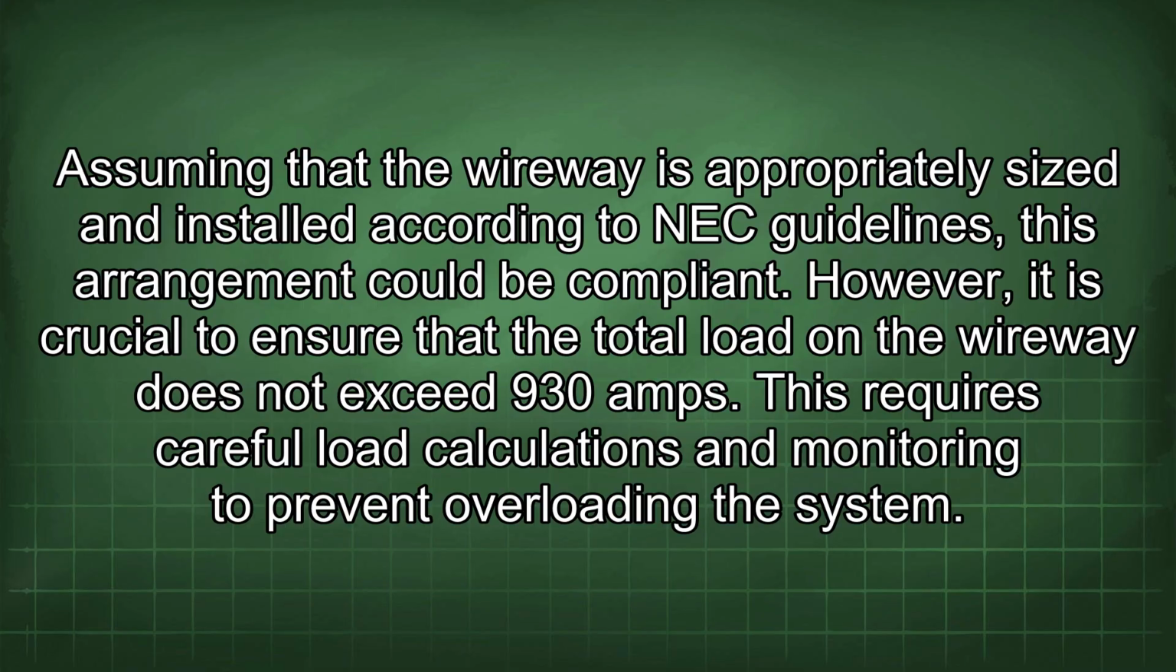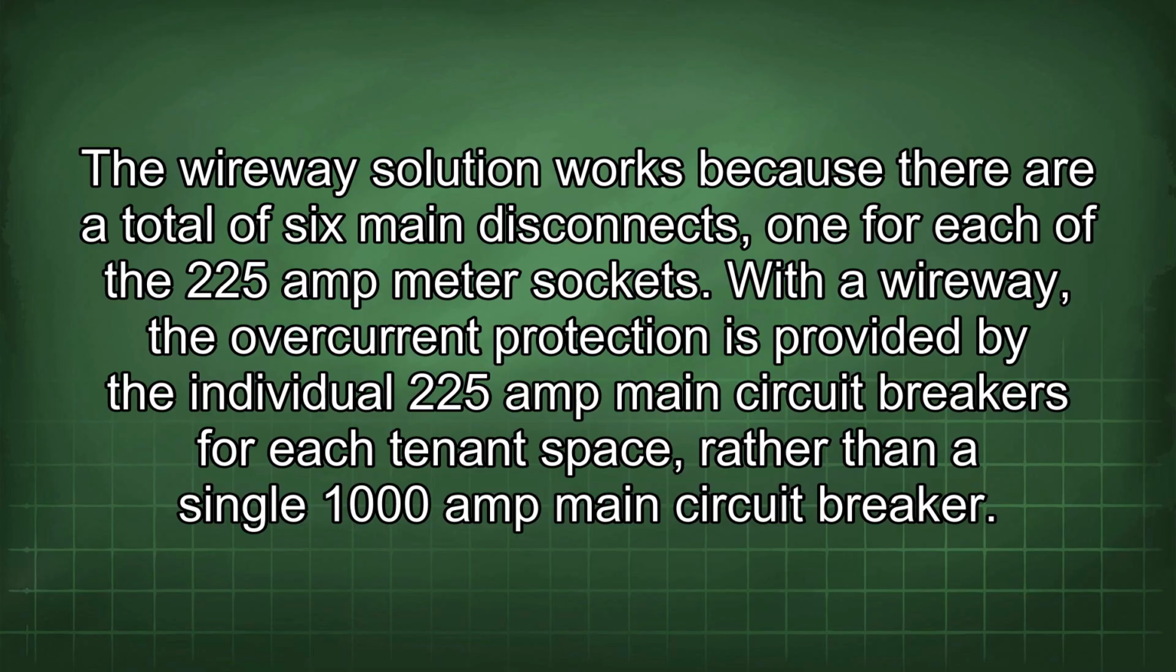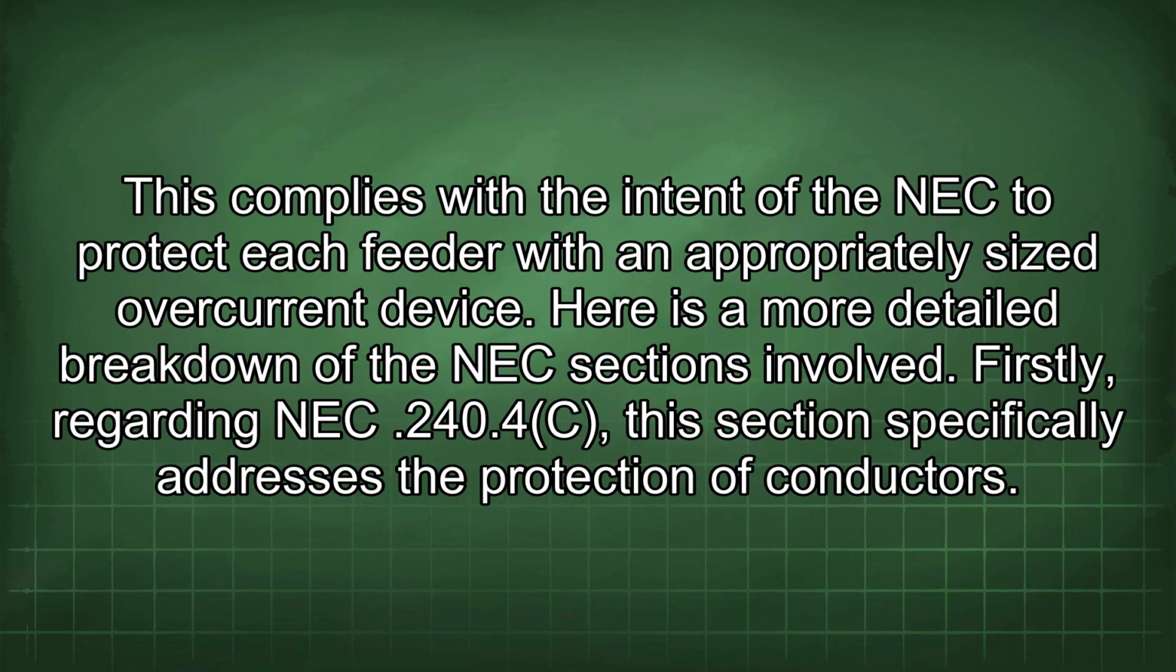However, it is crucial to ensure that the total load on the wireway does not exceed 930 amps. This requires careful load calculations and monitoring to prevent overloading the system. The wireway solution works because there are a total of 6 main disconnects, one for each of the 225 amp meter sockets. With a wireway, the overcurrent protection is provided by the individual 225 amp main circuit breakers for each tenant space, rather than a single 1000 amp main circuit breaker. This complies with the intent of the NEC to protect each feeder with an appropriately sized overcurrent device.